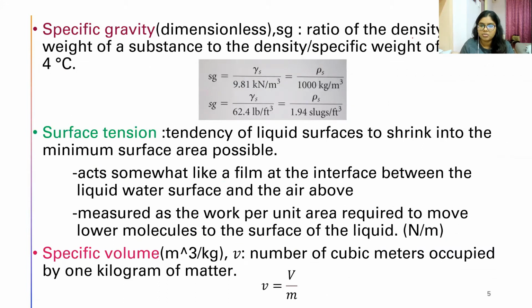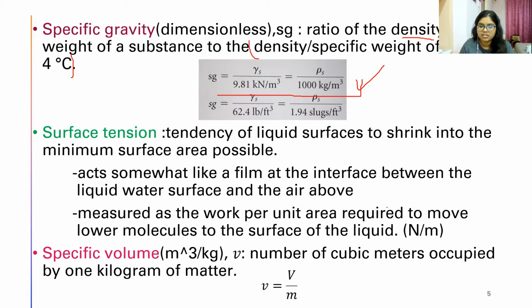Specific gravity is the ratio of density or specific weight of a substance to the density or specific weight of water at 4 degrees Celsius. So the information for density or specific weight of water at 4 degrees Celsius is given here, as you can see here. So this is the SI system, and this is the US customary system. So just substitute in the values and you will get the answer. Specific gravity is dimensionless because the units cancel off each other and there is no unit.